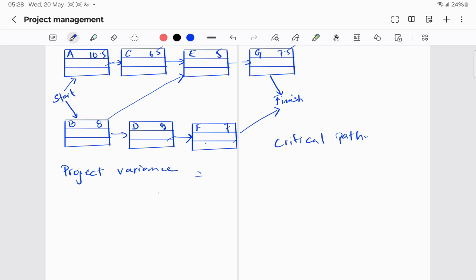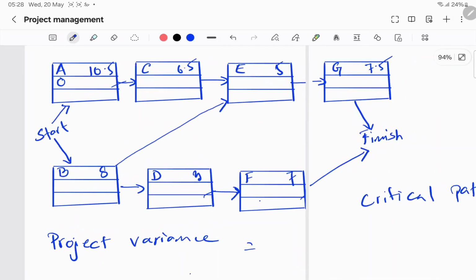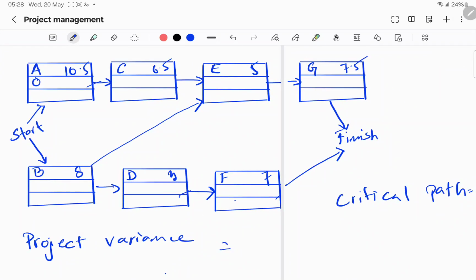As you can see from the project network, the first activity A does not depend on anything, so we can start it from 0. It would be 0 plus 10.5, which is 10.5. Then task B is also not dependent on anything, so it starts from 0, and 0 plus 8 is 8. Now activity C depends on A, so it starts from 10.5, and 10.5 plus 6.5 is 17.